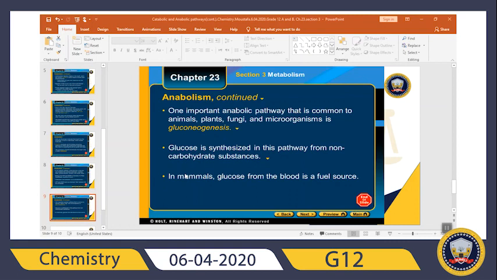Now for grade 12 B, this is your homework today. Explain the anabolic process inside plants. Okay, this is your homework.